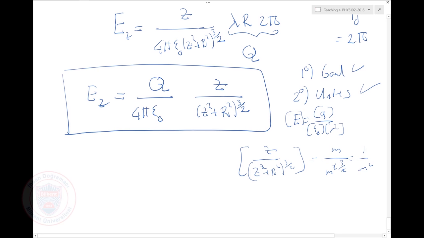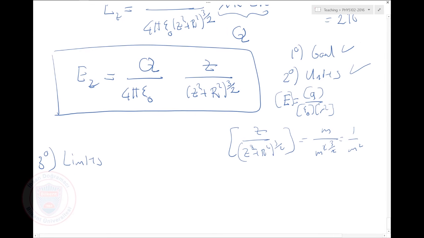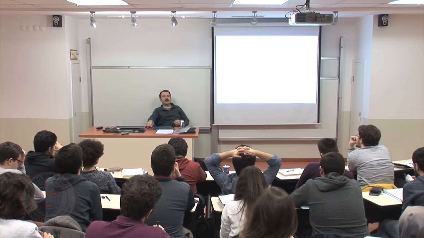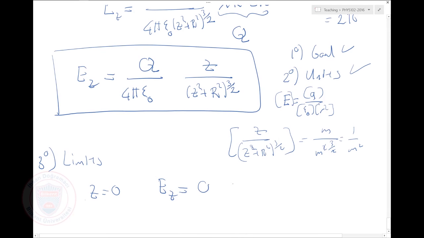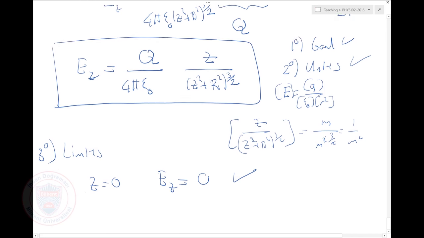But what is more important is the limits. What is the electric field exactly at the zero point? If I'm at the center of my ring, what would be the electric field I see? It should be zero. Why? Because electric fields from all sides are canceling each other. So let's check. At Z equals zero, Ez is zero. So that limit checks.